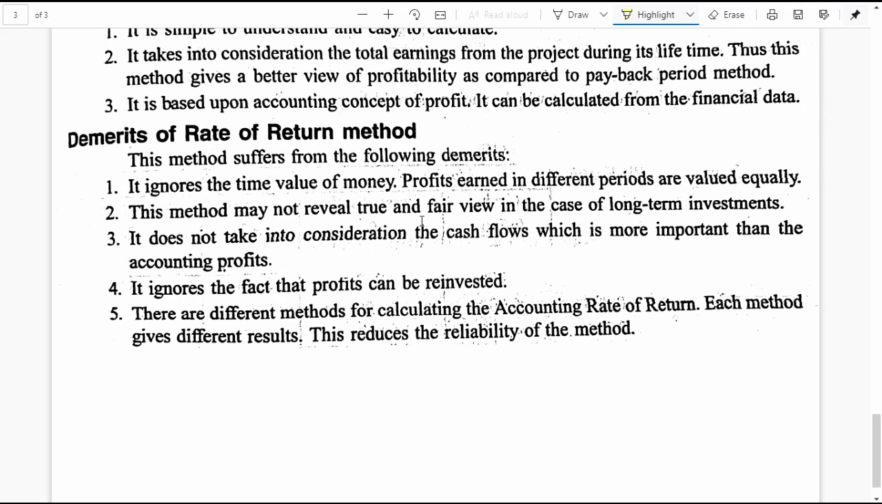And the fourth one, it ignores the fact that profit can be reinvested. Yes, definitely profit earned in the first year could be immediately reinvested, but this aspect is not really taken into account in the calculation of ARR. The fifth one is that there are different methods for calculating the accounting rate of return, and each method gives different results. Obviously, it leads to greater confusion, and it reduces the reliability of the accounting rate of return method from the viewpoint of business enterprises.